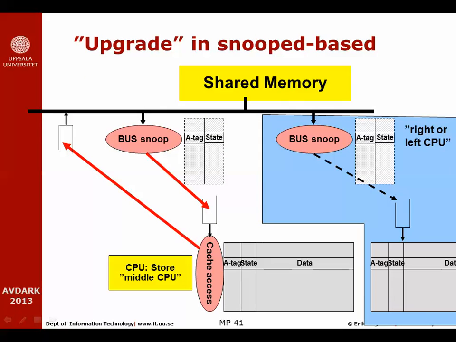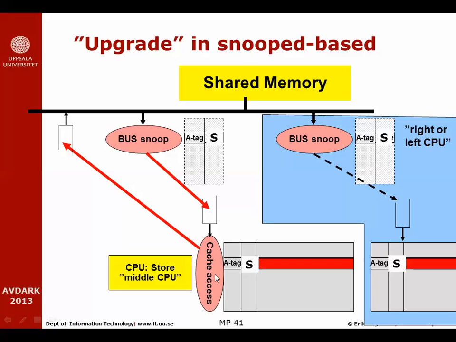So here we have two of those three caches that we saw in the previous example. We have the middle cache that performs the store. That's the CPU that sits here, and it's going to look into this cache access state machine. And then we have, in blue, the snoop state machine that may be of the right or the left cache or CPU of that picture, because they would perform exactly the same operation. So we're going to see what happens now when we do this upgrade miss in our state machine.